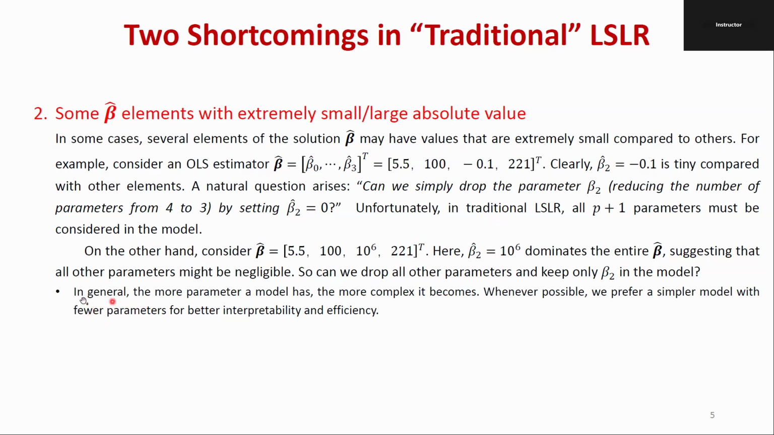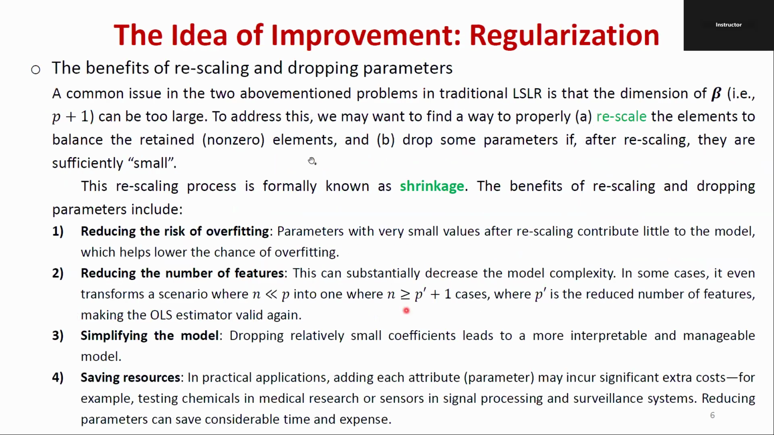In general, this sentence is important, so I'd better highlight it in a different color. In general, the more parameters a model has, the more complex it becomes. So whenever possible, we prefer a simpler model with fewer parameters for better interpretability and efficiency. This is actually the key idea of shrinkage or regularization methods.